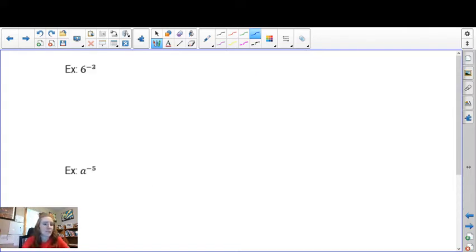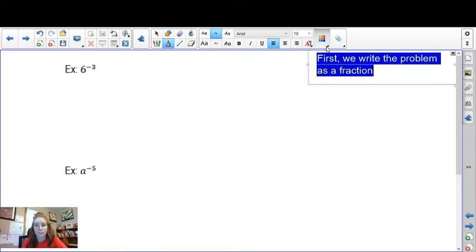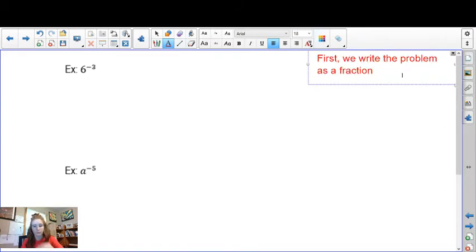All right, 6 to the negative third. When we deal with negative exponents, I need to type because I cannot handwrite on my board to save my life. This needs to be in red. First, we're going to write the problem as a fraction. Once we've done that, the negative exponents sink to the bottom.